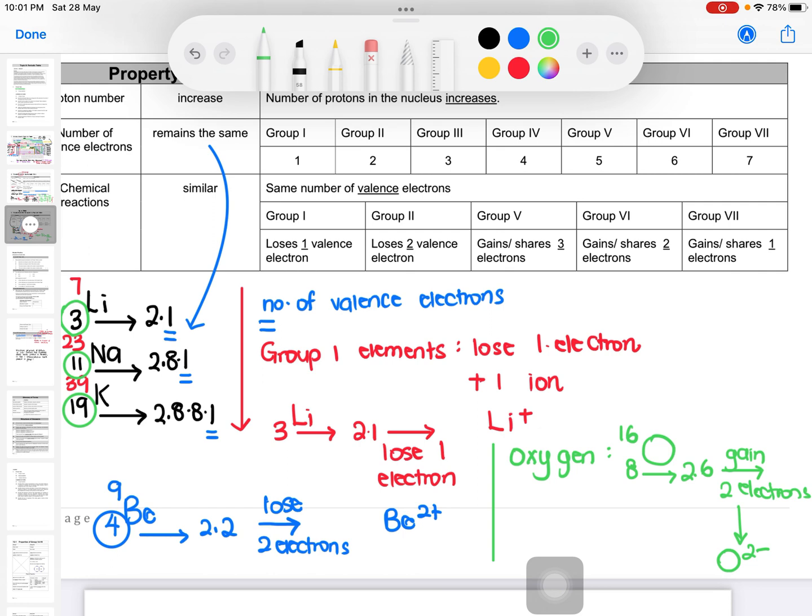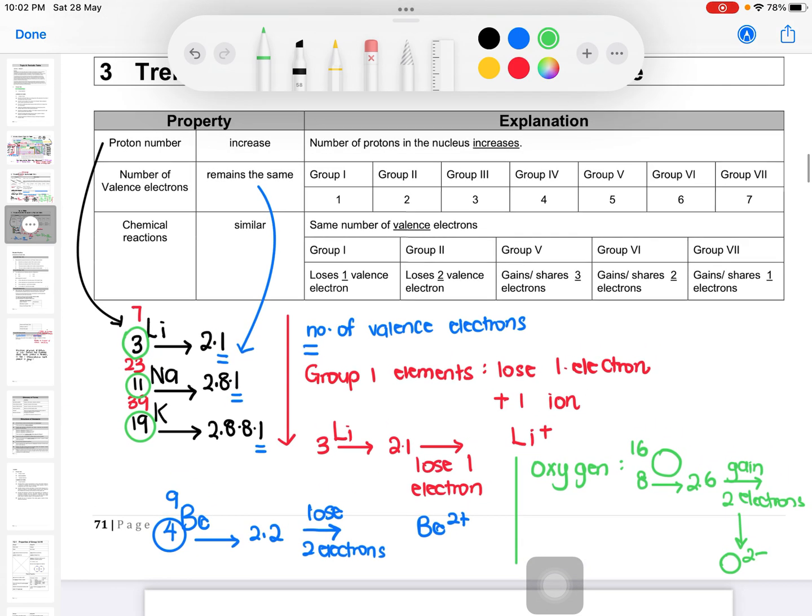Ladies and gentlemen, I will stop here for the time being. After this, I will go through the student practice questions in this same booklet. In the meantime, please take time to digest what is being taught. Thank you.